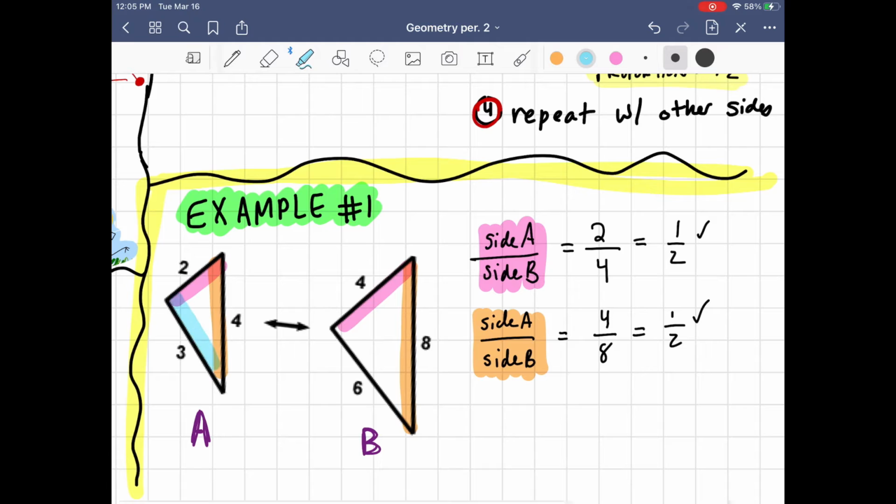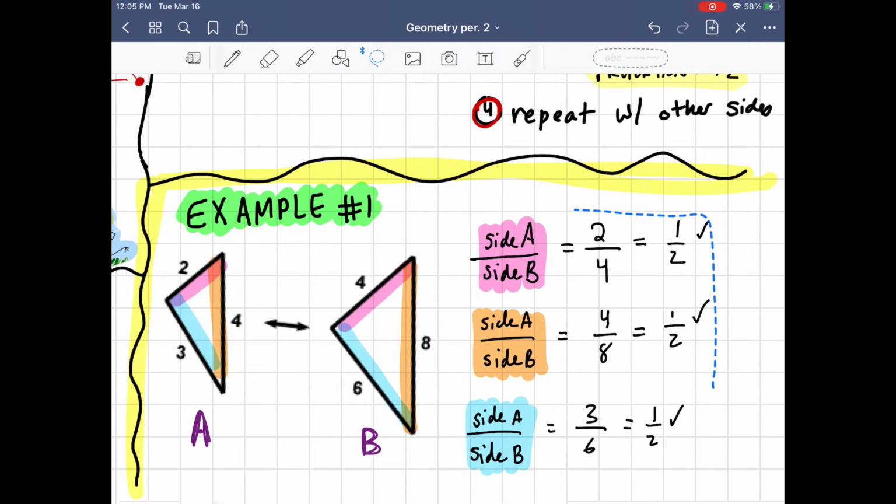Last one we need to check the proportion of is this side, comparing 3 to 6. The 3 is the side of A, the 6 is the side of B. So 3 over 6, and that again equals 1/2. That's great. That is exactly what we want to see.